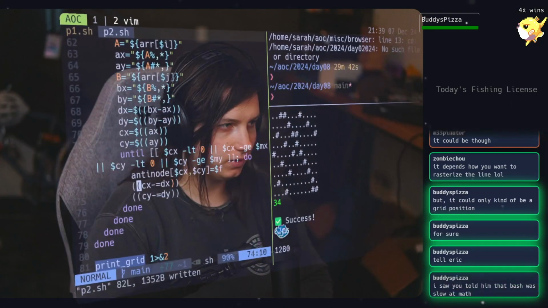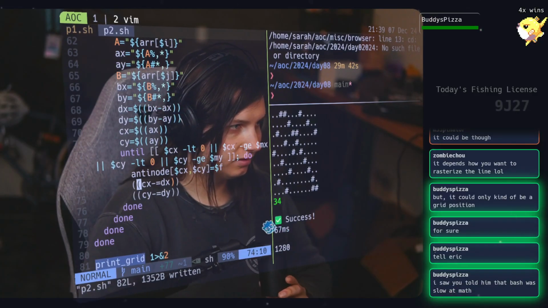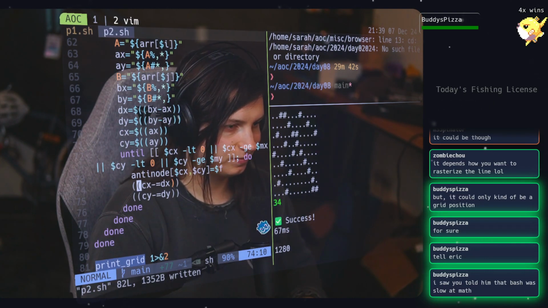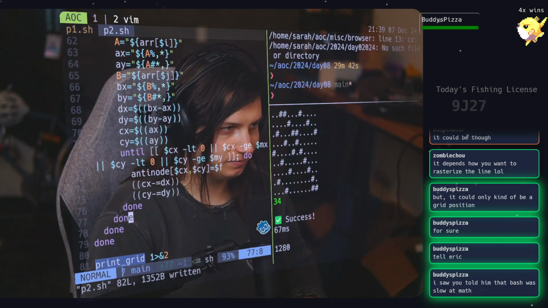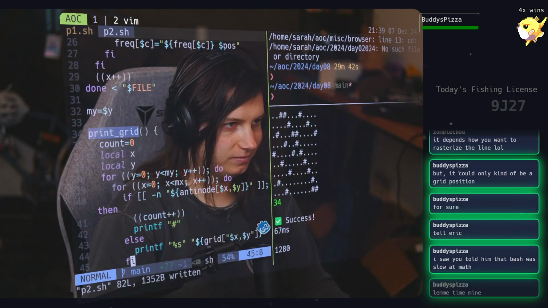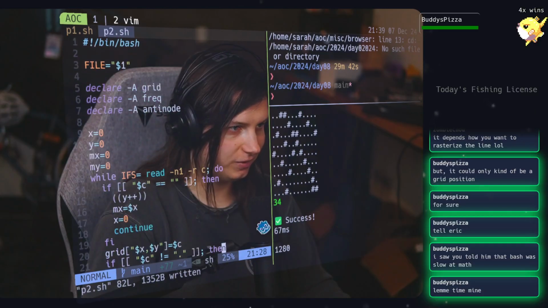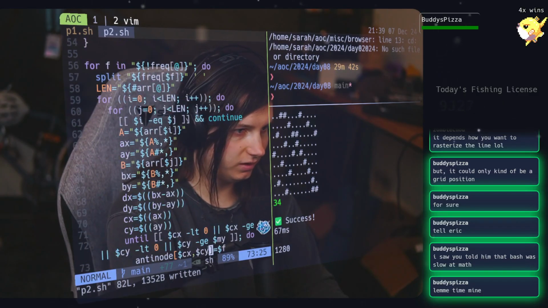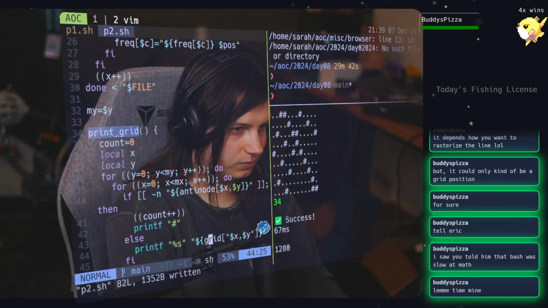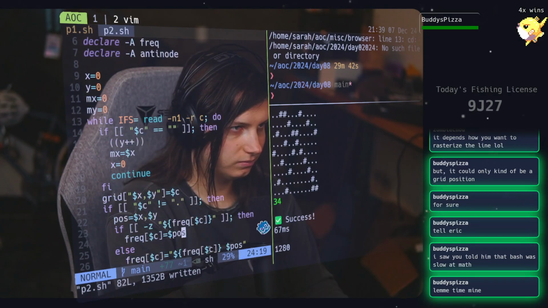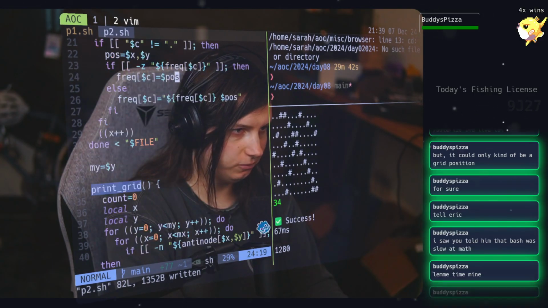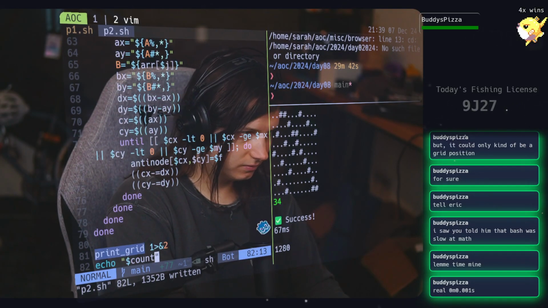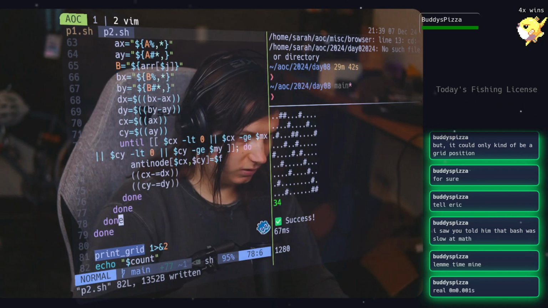I can't believe how fast this runs. Can we talk about that? 67 milliseconds? Incredible. I didn't even do anything fancy. I mean, it is forkless. I'm pretty sure. Yeah, I think this is completely forkless. What's the wall clock time? I'm doing wall clock.